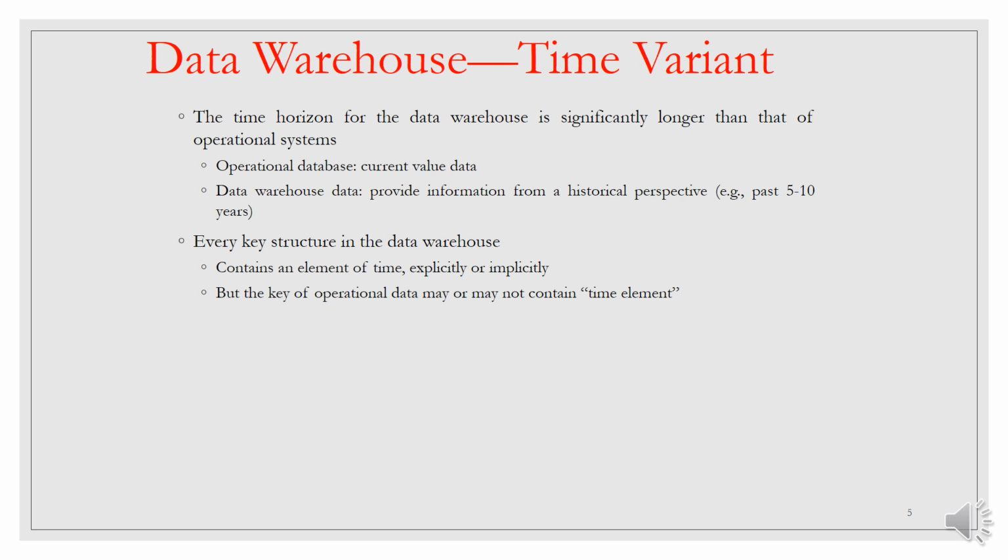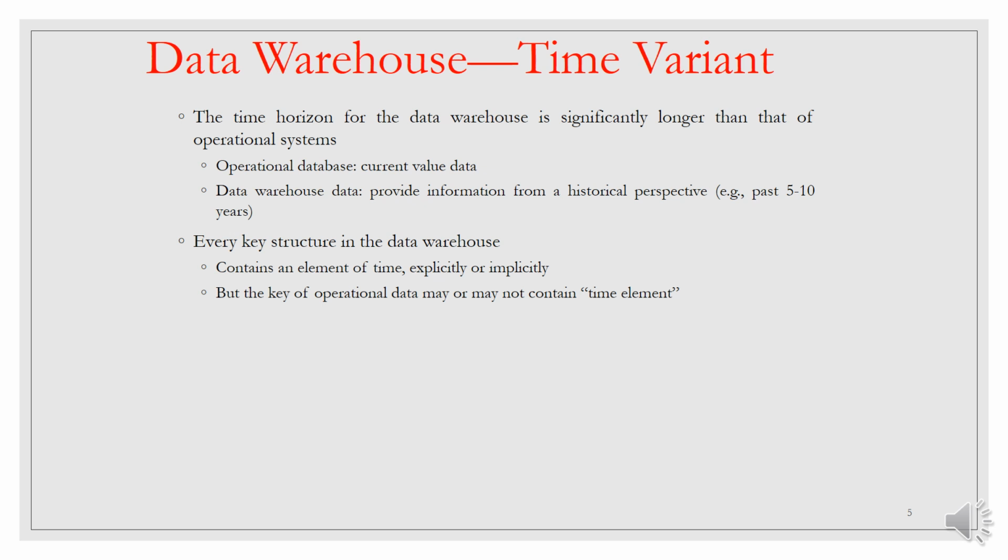The key structure in data warehouses contains an element of time, explicitly or implicitly. Element of time means that if you want the present record, it will take the present, or if you want the past records, it will take all the past records and make the analysis to predict something. But the key of operational data may or may not contain a time element.